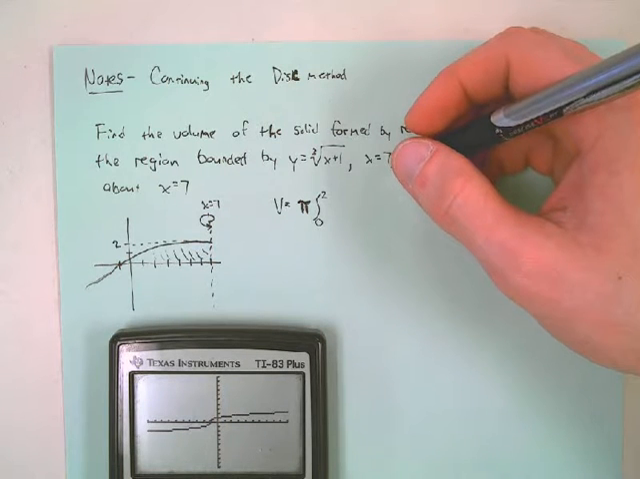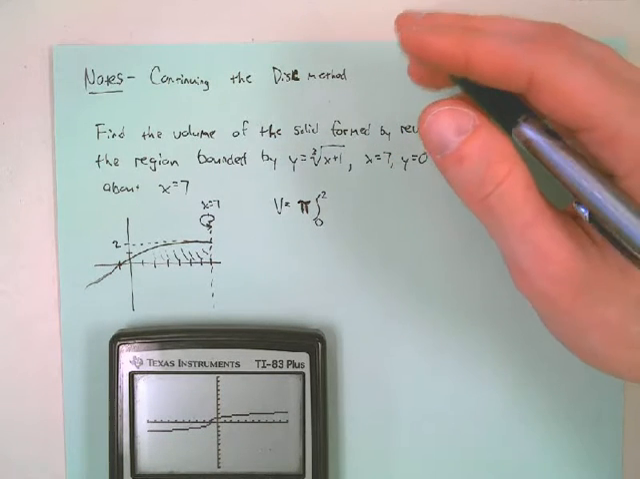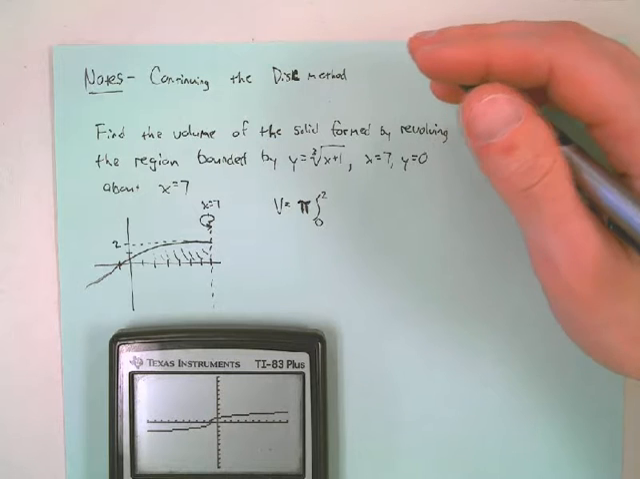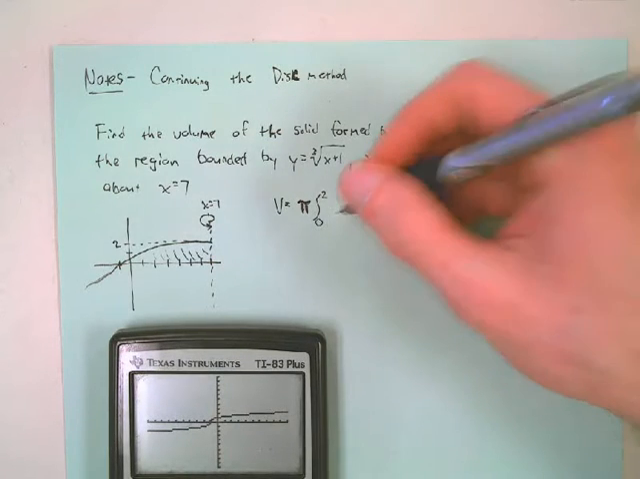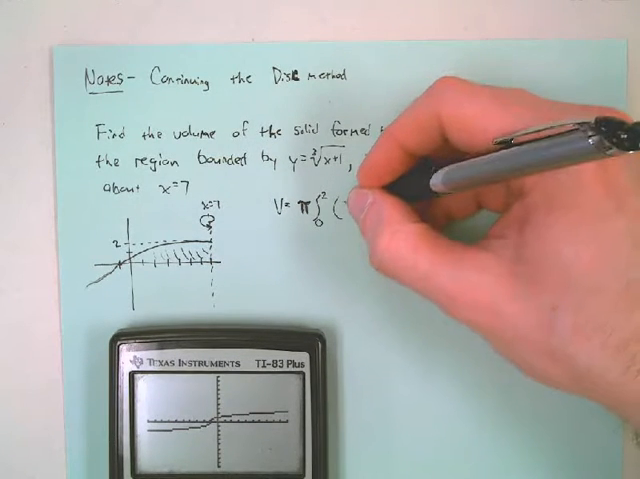Okay? So either we can do curve minus axis or axis minus the curve. It doesn't matter which one you do. I'm just going to do curve minus the axis here.